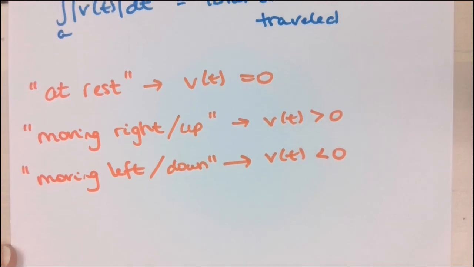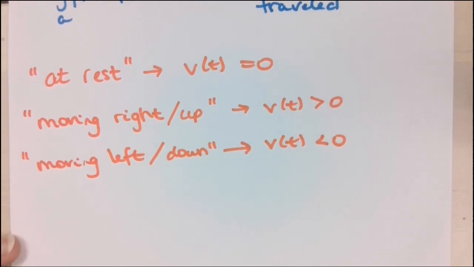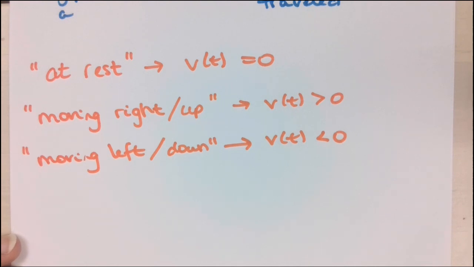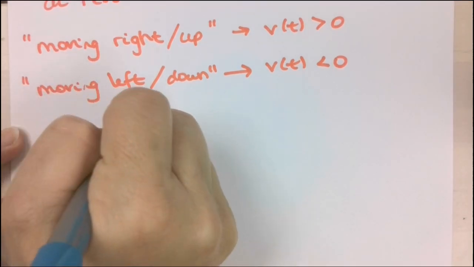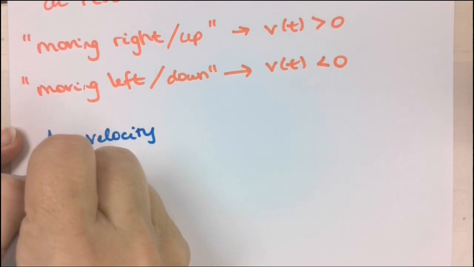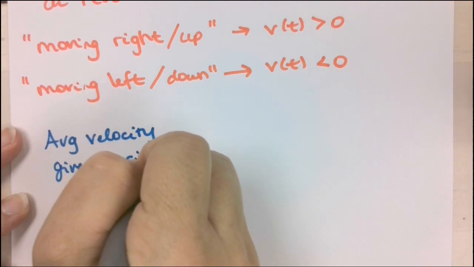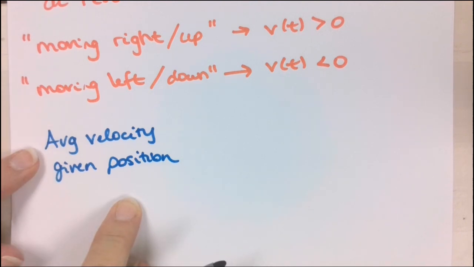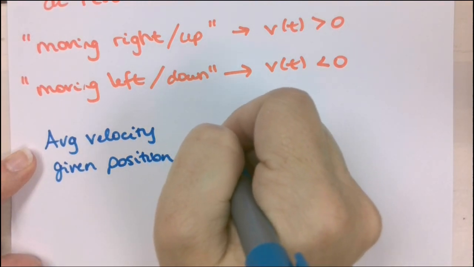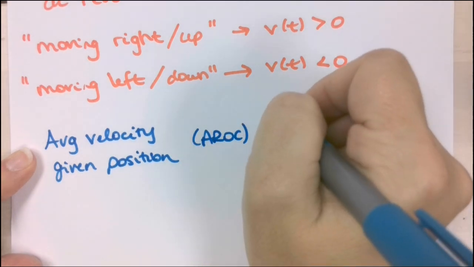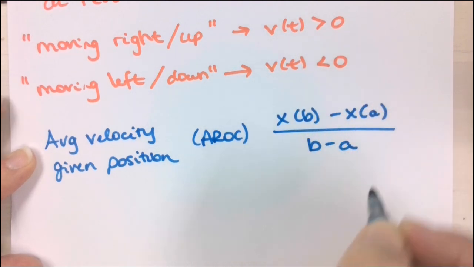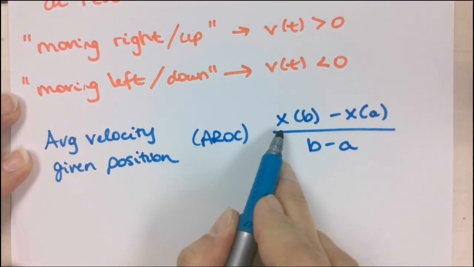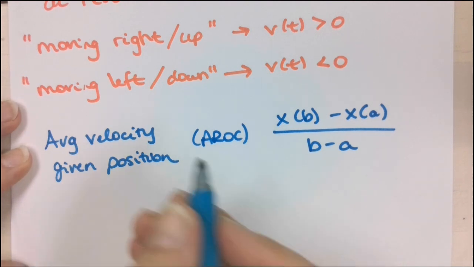Sometimes we are asked to find average velocity, and in this case, it's going to be really important for us to pay attention to what function or information we have in order to find average velocity. If I want average velocity and I am given information about the position, then what I'm looking for is an average rate of change. So we would do x of b minus x of a over b minus a, if our position function was x, movement along the x-axis.